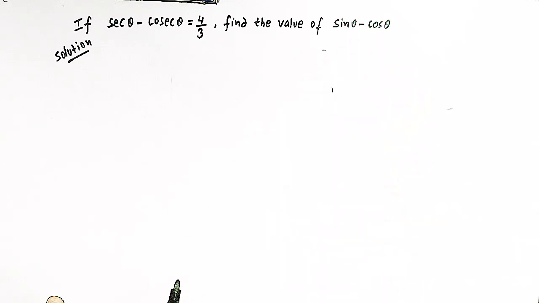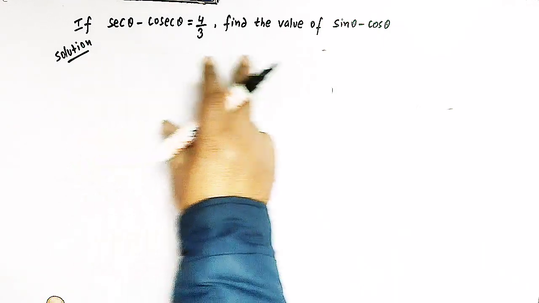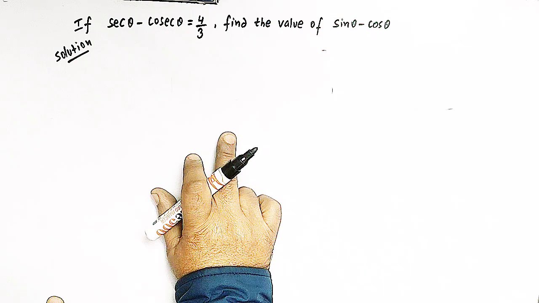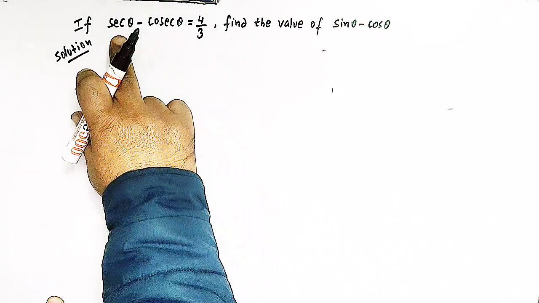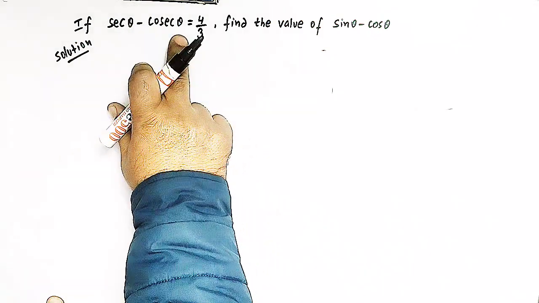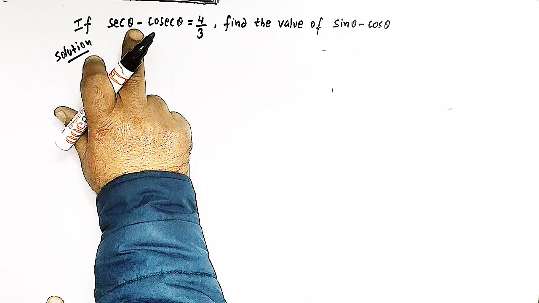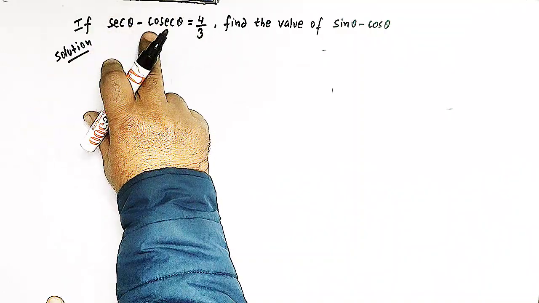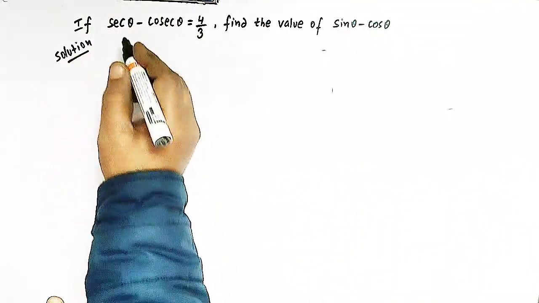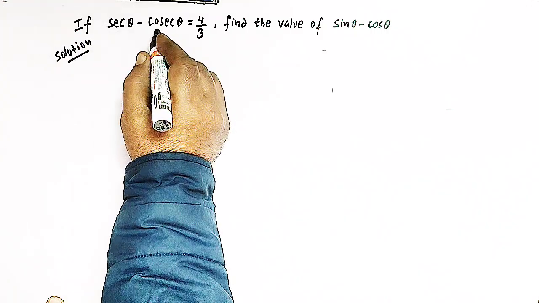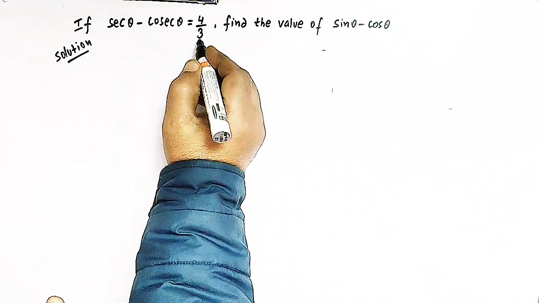So this problem is going to be very conceptual, and here we are going to make use of the concept of quadratic equation, right? So let us see how we can find out the value of sine theta minus cosine theta when we are given this expression. Let us begin with this expression: secant theta minus cosecant theta is equal to 4 over 3.